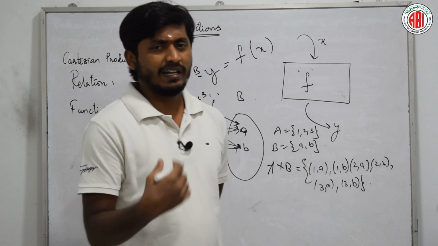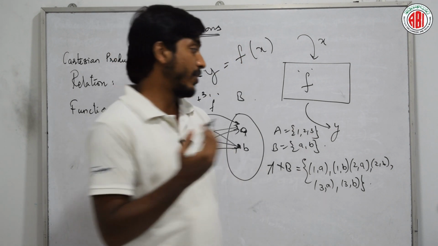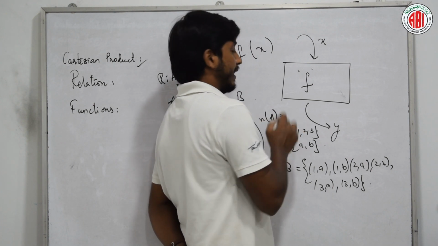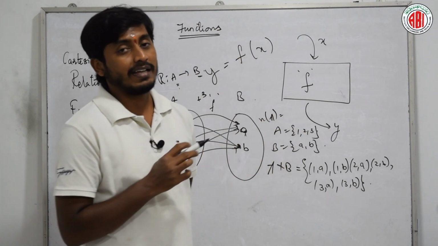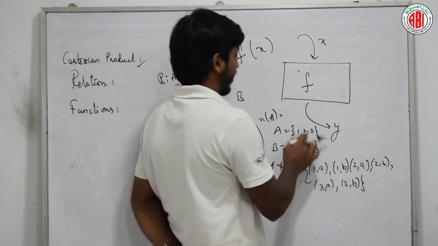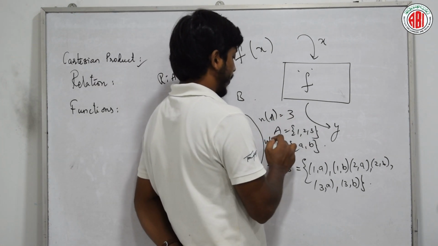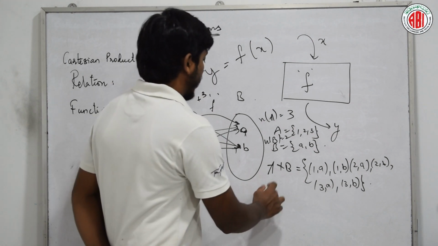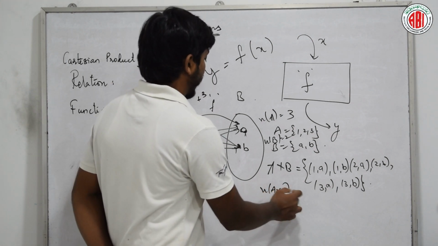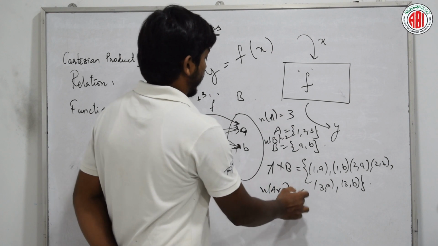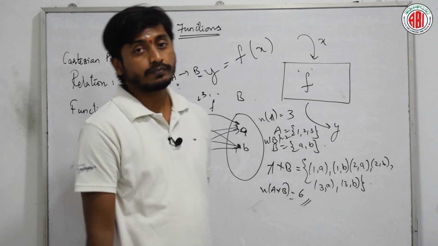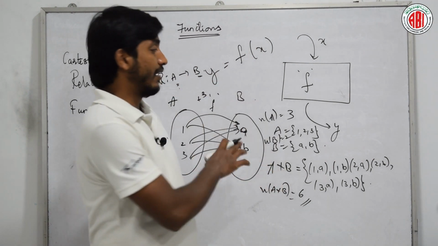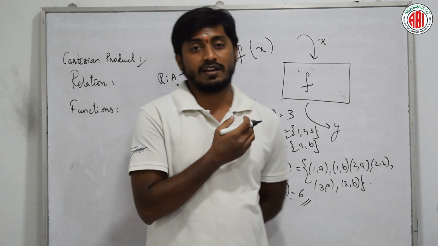We can even discuss this cardinal number. What is cardinal number? The number of elements in A is called the cardinal number. How many are there? 3, and here n of B is 2. Then what about n of A cross B? n of A cross B will be the product of n of A into n of B, that is 3 twos are 6. Is it clear? Fine. These are the basic discussions about what is a relation and everything.